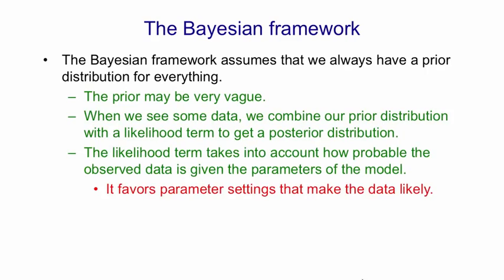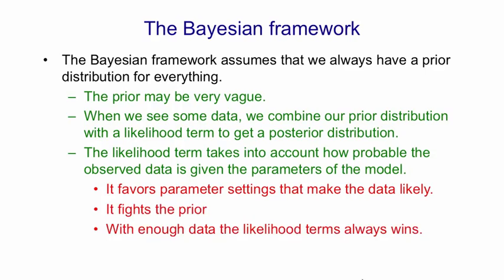The likelihood term favours settings of our parameters that make the data more likely. It can disagree with the prior, and in the limit, if we get enough data, however unlikely the prior is, the data can overwhelm it, and in the end, with enough data, the truth will out. That is, even if your prior is wrong, you'll end up with the right hypothesis. But that might take an awful lot of data if you thought things were very unlikely under your prior.